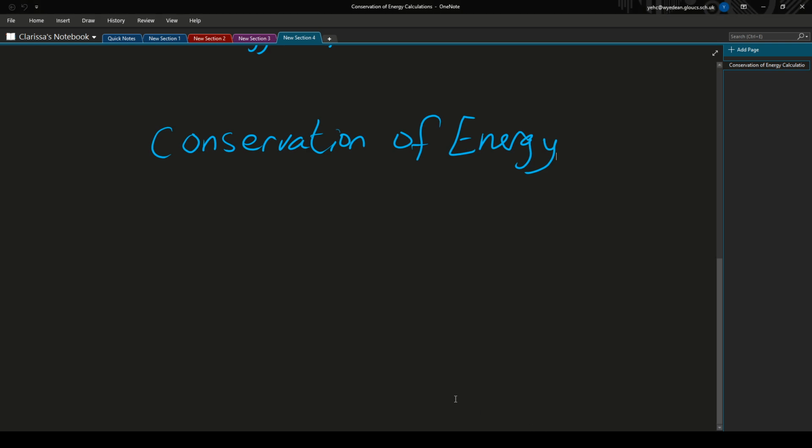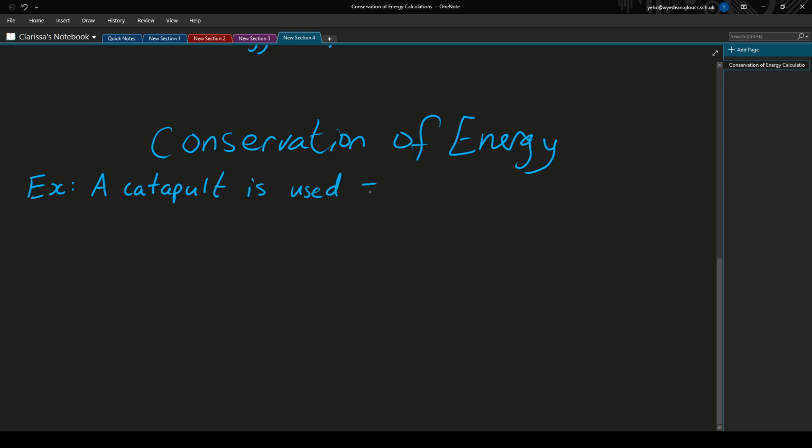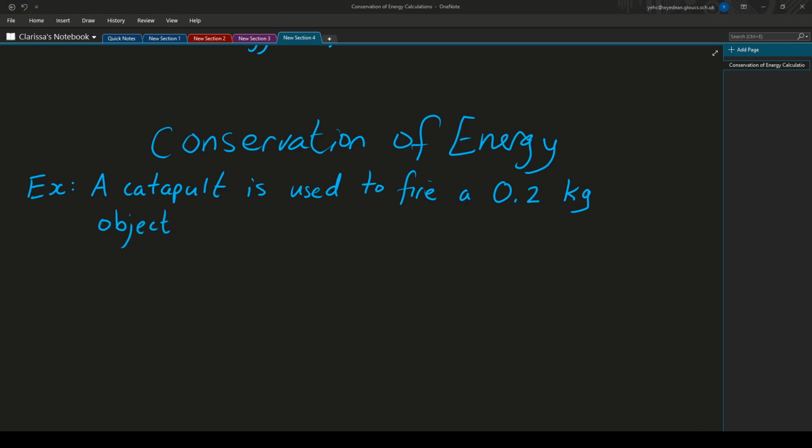Here's an example. A catapult is used to fire a 0.2 kilogram object vertically into the air, reaching a maximum height of 5.0.